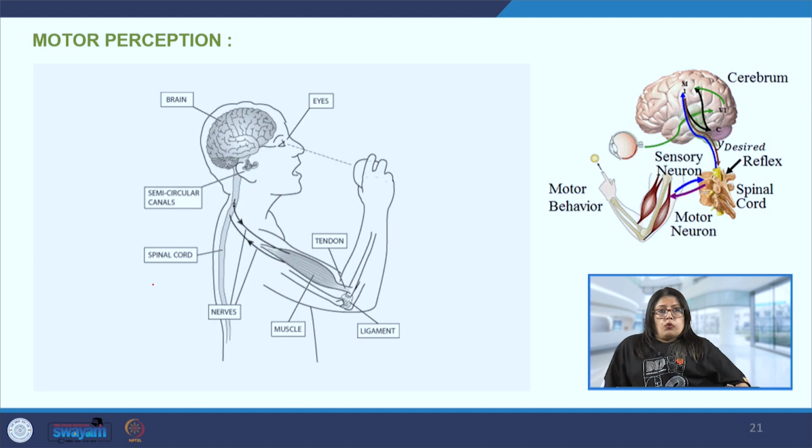Now, motor perception refers to the process by which users perceive and coordinate their physical movements to interact with digital systems. This involves the brain's ability to plan and execute actions. Like I was mentioning for the buttons, how much pressure is to be applied, whether we have to grasp it, whether we have to point, whether we have to manipulate any object.